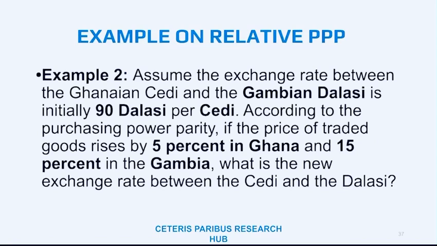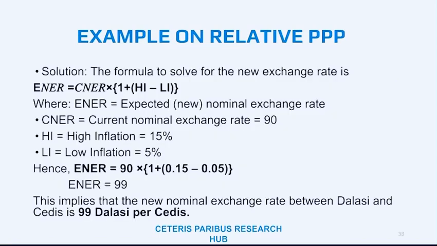is equivalent to the current nominal exchange rate between them, which is 90, times parenthesis 1 plus the change in nominal exchange rate, which is high inflation minus low inflation. So basically, for you to know the new, it is the current exchange rate plus the change in the current exchange rate. So if you add the old plus the change in the old, it gives you the new.